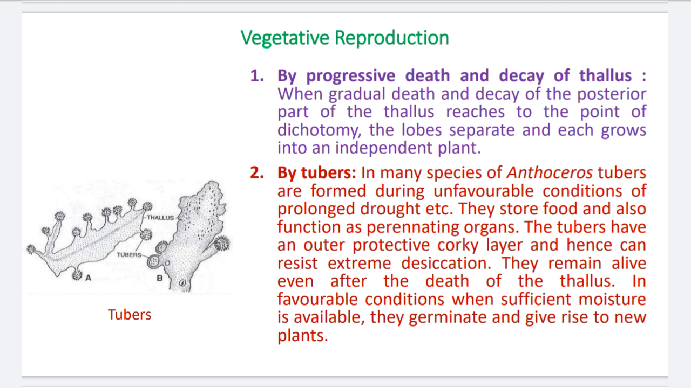See the explanation. In many species of Anthoceros, tubers are formed during unfavorable conditions of prolonged drought, etc. So these tubers are developed in drought conditions or adverse environmental conditions. They store food and also function as perennating organs. Their function is storage of food material as well as reproduction. The tubers have an outer protective corky layer and hence they resist extreme desiccation.